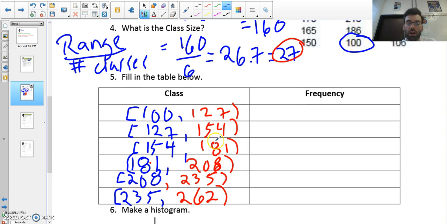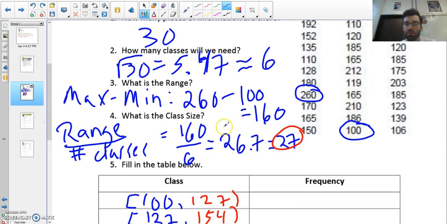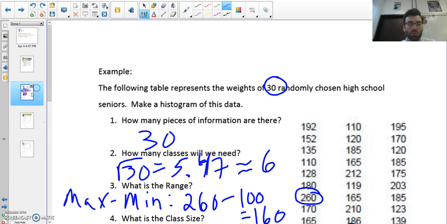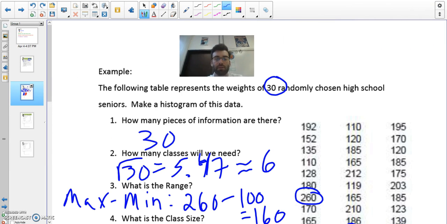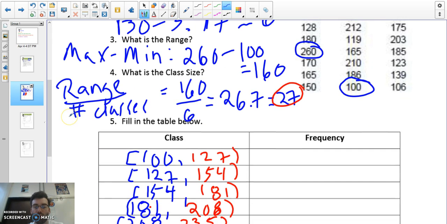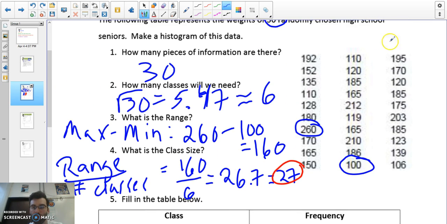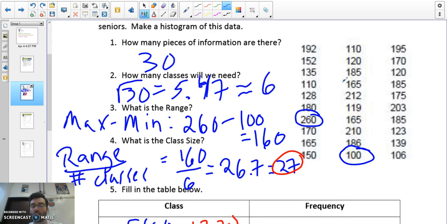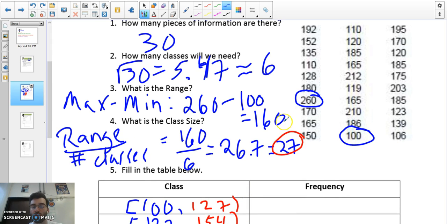I want to find every single piece of information that lies within my class size, within my class. So I looked for all the numbers between 100 and 127 up here, and I count them up. I do not include 127 in this first class, because it has that parenthesis, that soft close. So I counted up 8 for the first class.